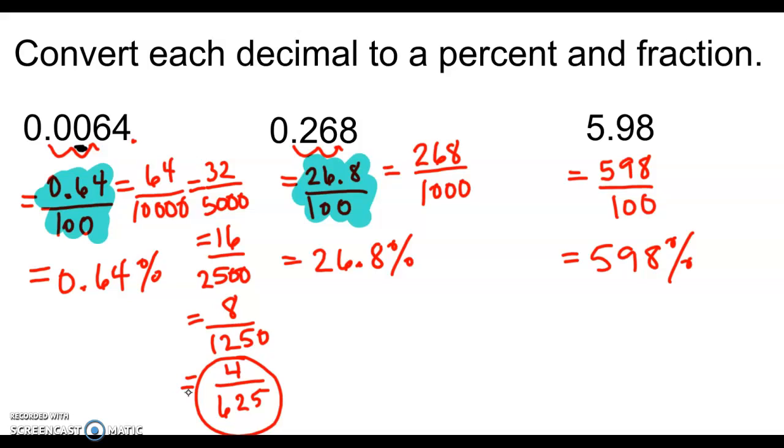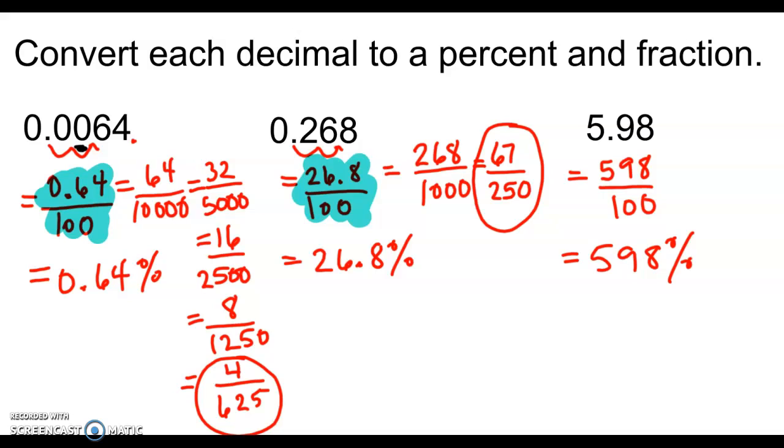Let's not reduce it just by 2 every time. Let's try dividing it, in this case, by 4. 268 divided by 4 is 67. And 1,000 divided by 4 would be 250. That's reduced all the way.